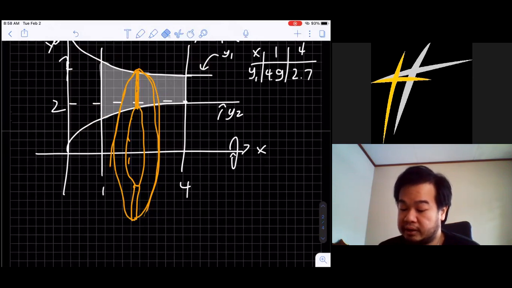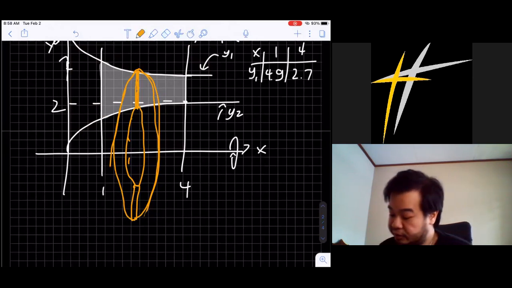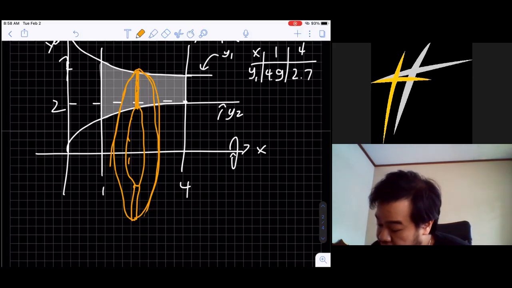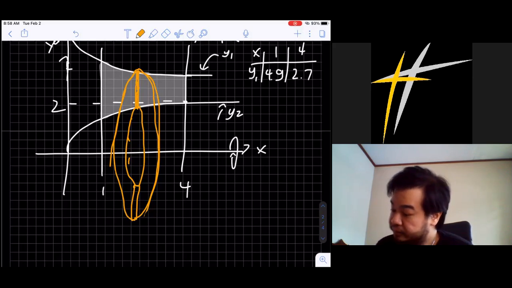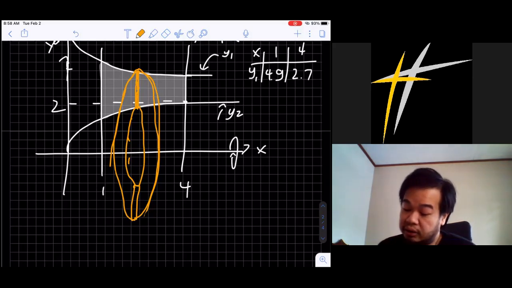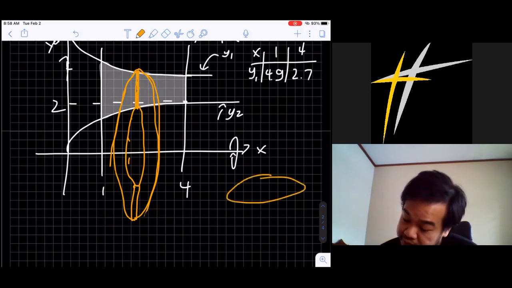Yeah, it's gonna be like a compact disc. Well, if you wanna see a clearer picture, you can see your book page 244, figure 5.9D, the right picture. Yeah, it's a compact disc. It's like a disc. So if it is like a disc, then it's gonna be like this.